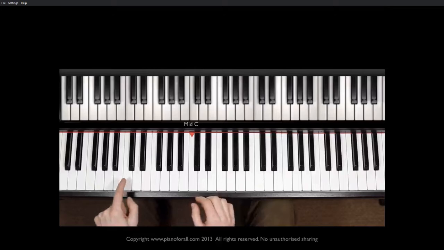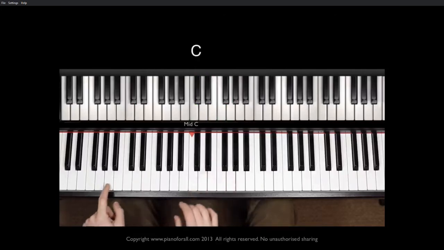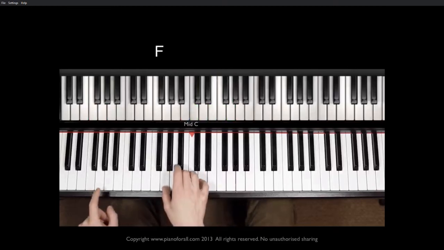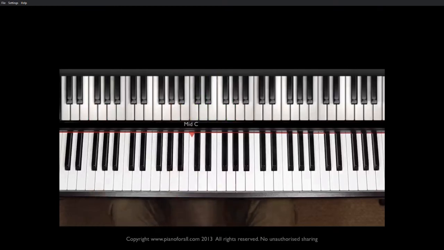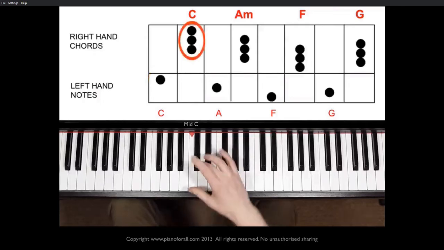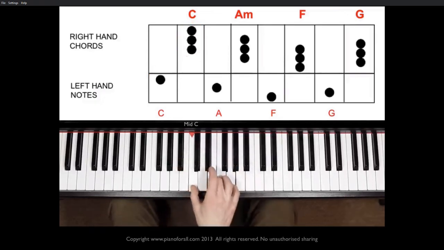So what you were playing was C note followed by C chord, A followed by A minor, F followed by F, G followed by a G chord. So imagine if the 3 left-hand single notes were represented by single dots. So the C was just a single dot on the page, and the 3 right-hand chords were represented by 3 vertical dots. So you can imagine if that was played vertically.